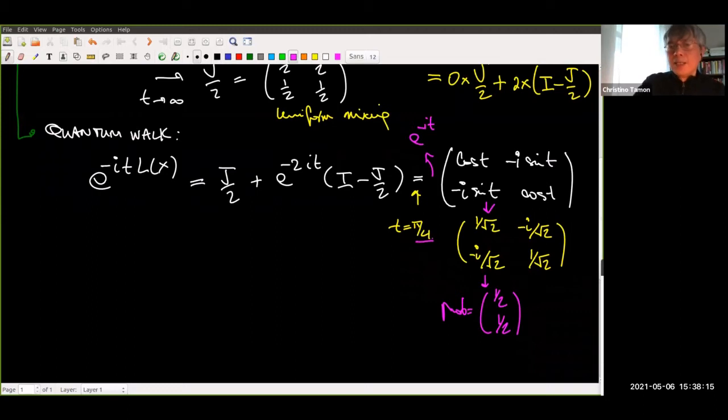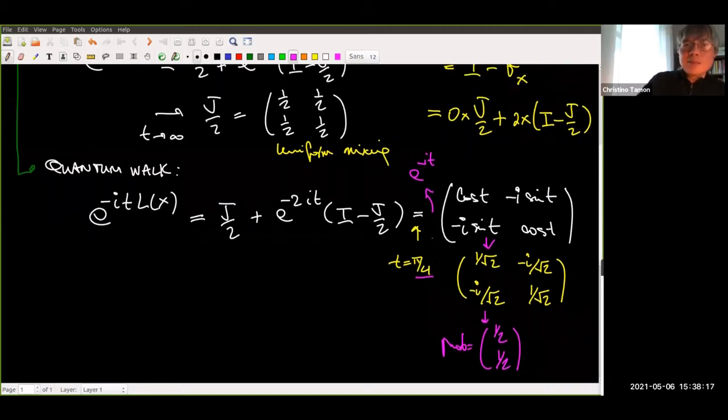Okay, so let's contrast these two cases. What's interesting here is that in the classical case, we have to converge. So we get uniform mixing, but it's convergence.